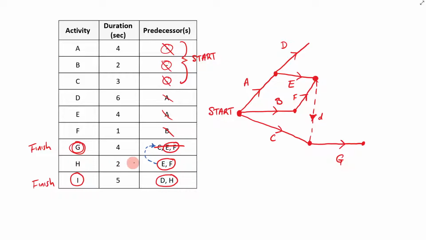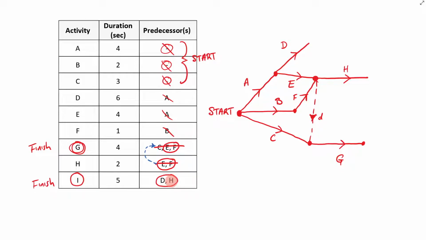Next, we have H coming out of E and F. So here is E and F, and out of that, we're going to have H. Okay, that's now done. What else do we have? We have D and H. We've got I, and the predecessor to I is D and H.